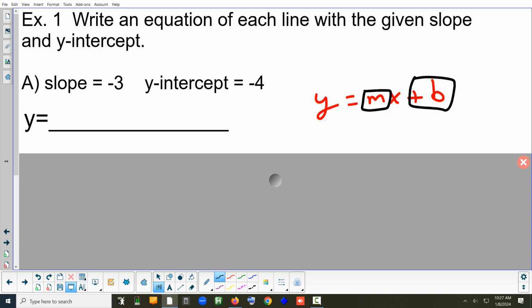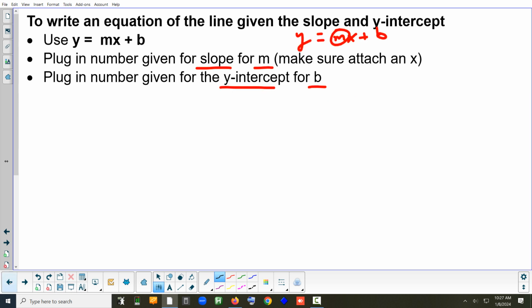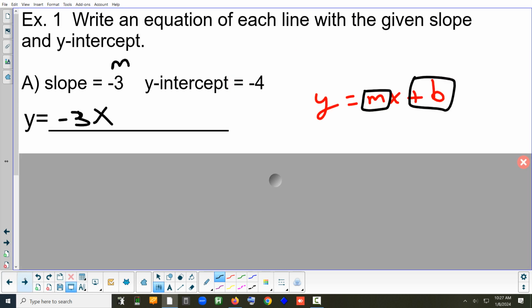So we've already got the y equals. And what's the m in this case? -3. Yes. So that's your m. Don't write m, write -3. And what goes next to the -3? X. So you have to make sure you always put the x next to the slope, just like we wrote right here.